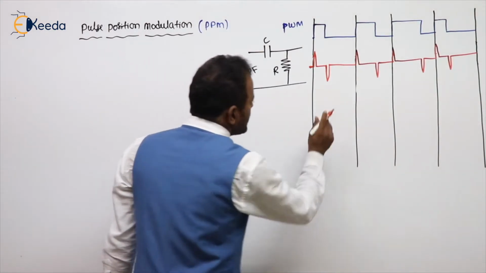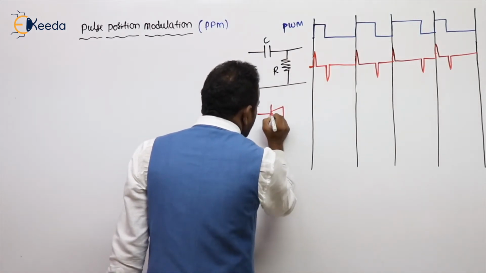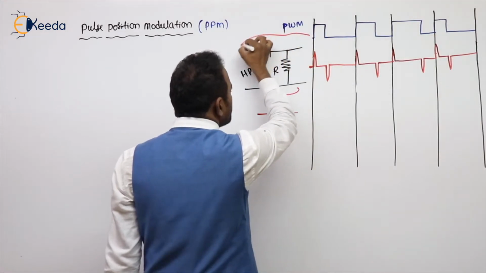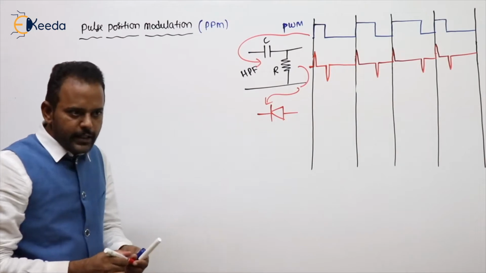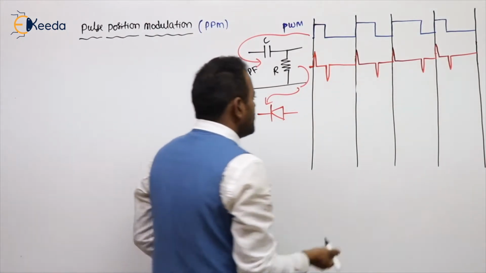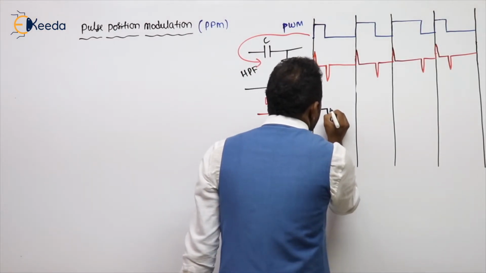Now, this is given to a diode. The diode I am designing in such a manner that it is passing only the negative pulses. So then what is the output? You will get negative pulses.